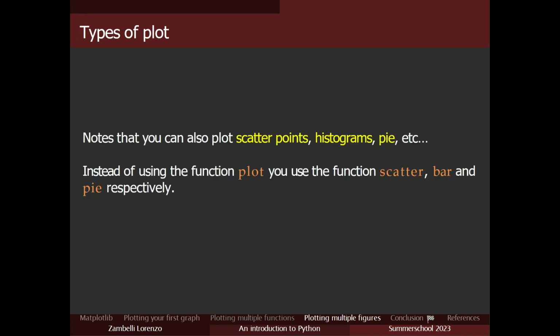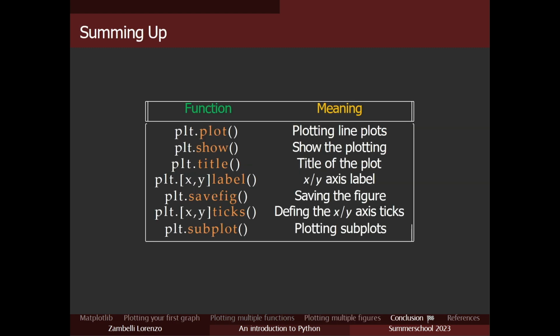Types of plots, as said already. You can also have scatter points, histograms, and so on. The list is really long on how to plot your data. To plot, for example, scatter points, histograms, and pie charts, you just use the functions scatter, bar, and pie respectively, instead of plot. And so on. So it's kind of nice.